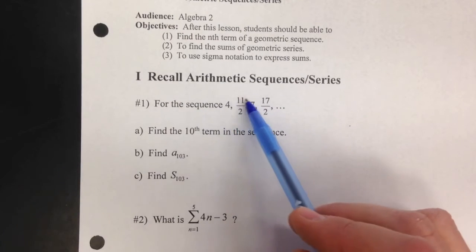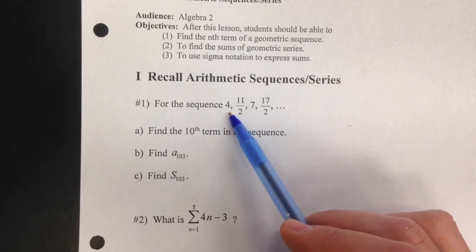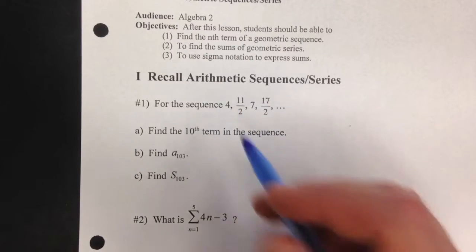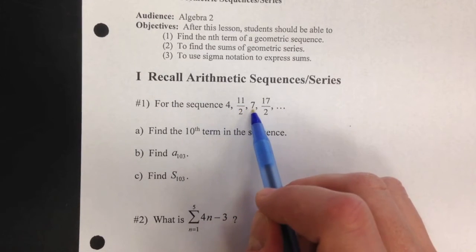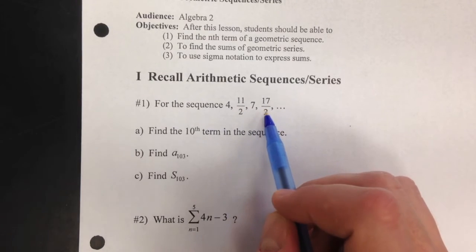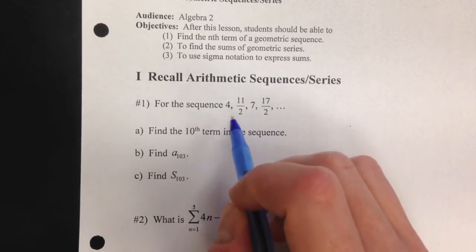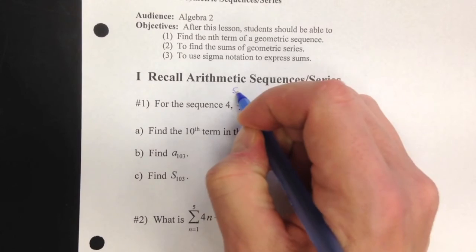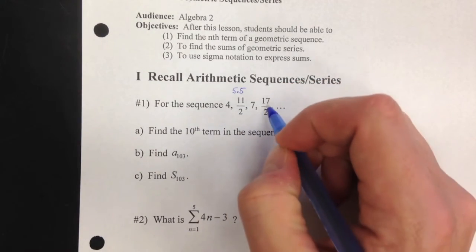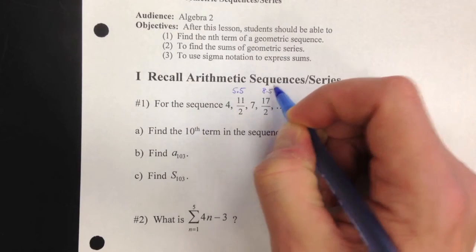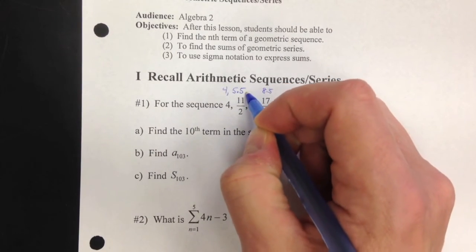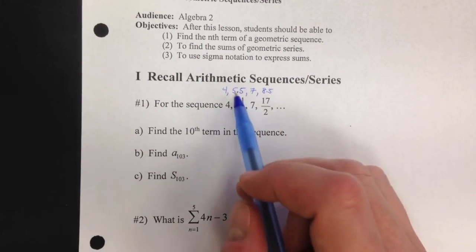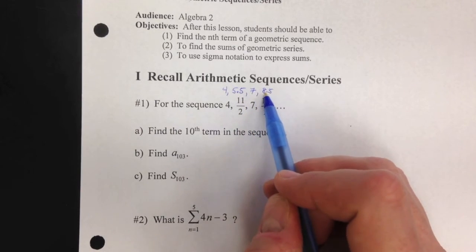Arithmetic means that when you look at the sequence, you are adding or subtracting the same number each time to get the next term. So for the sequence 4, 11 halves, 7, 17 halves. Now, it may be a little difficult to see the pattern, so we can write this as decimals. 11 over 2 is 5.5, and then we have 7, and 17 over 2 is 8.5. So we have 4, 5.5, 7, 8.5. You look at that, and what's happening is we are adding 1.5 every time.